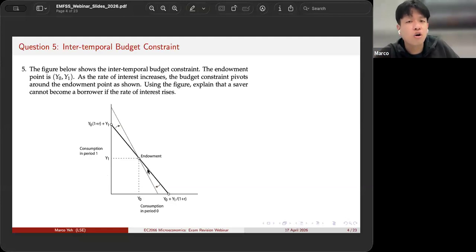On the other hand, suppose I want to save. What do I mean by that?